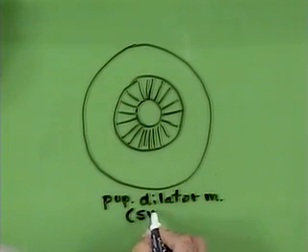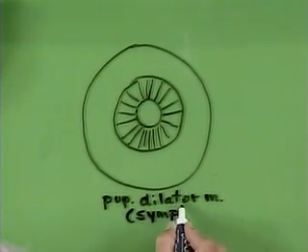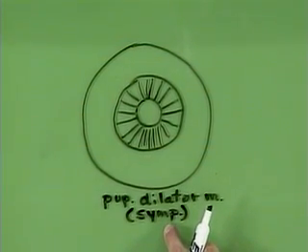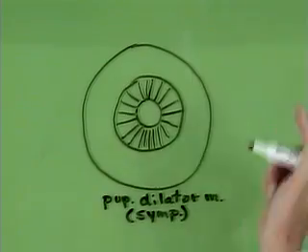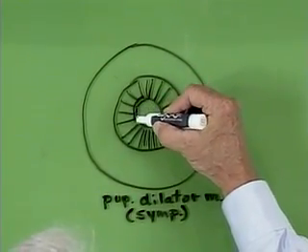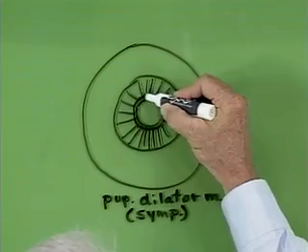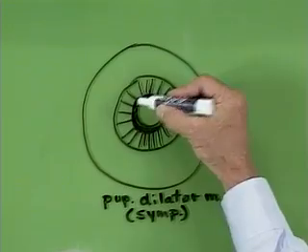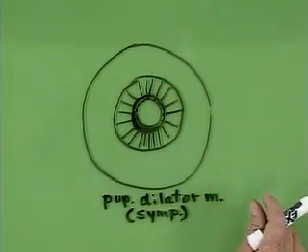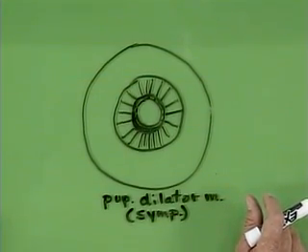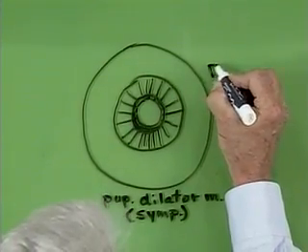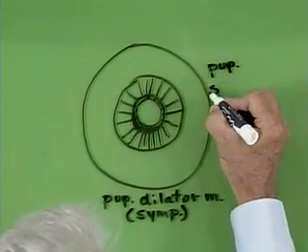I'm going to write SYMP to remind myself that it's under the influence of the sympathetic division of the autonomic nervous system. Also located within the structure of the iris is some smooth muscle tissue in the form of a hula hoop ring or a sphincter. It's located just outside the pupillary margin, goes all the way around in a circular conformation, and that is the pupillary sphincter muscle. I'm going to write PUP, period, and then sphincter.